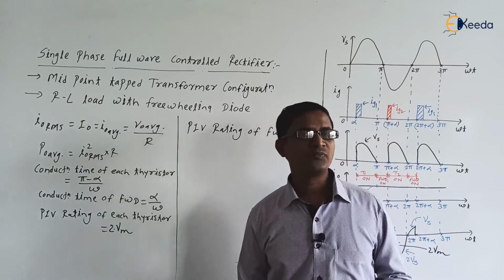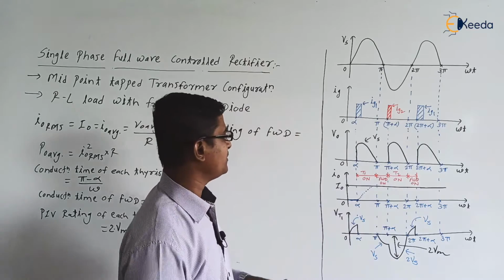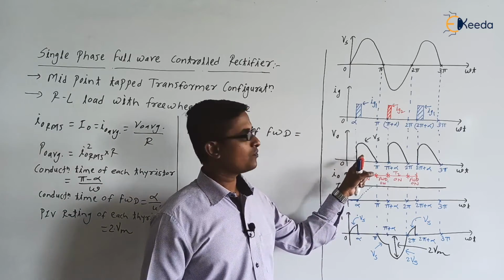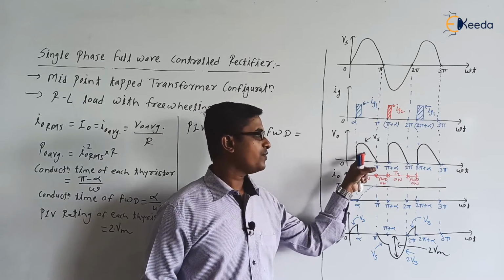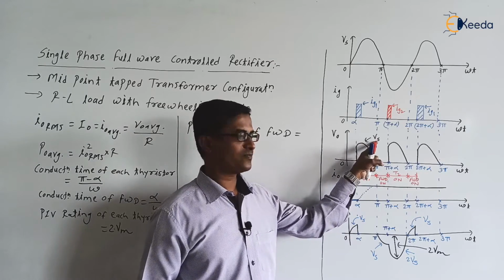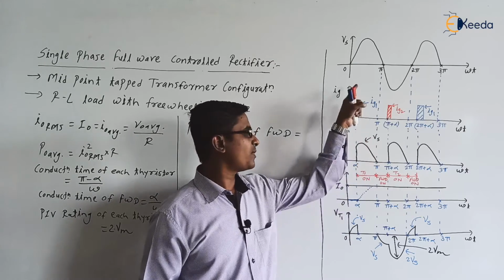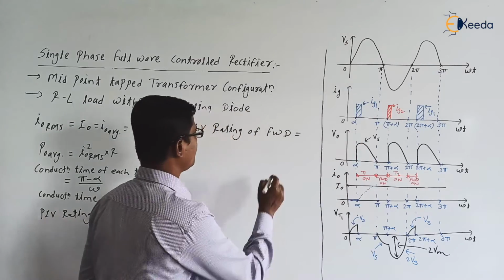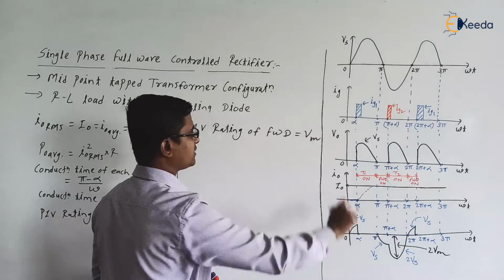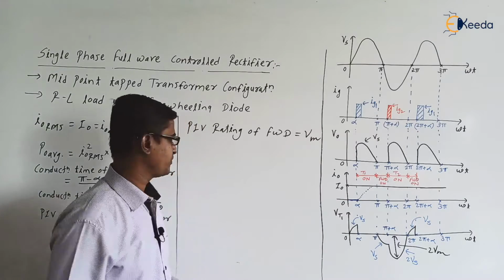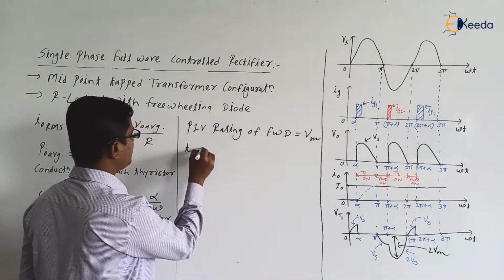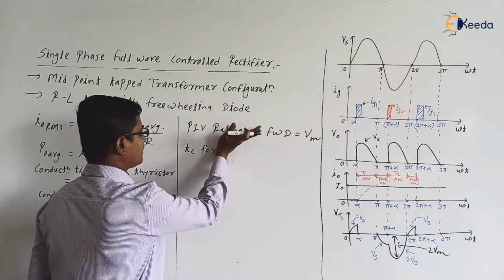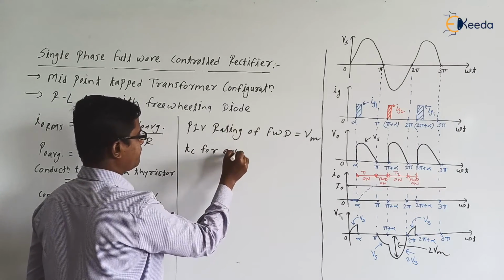So this voltage will be appearing as a reverse voltage for the freewheeling diode. What is the peak value of this? It is Vmax, because it is Vs, the same as the supply voltage. So what is the peak value? Peak value of the supply voltage is Vmax, so it is equal to Vmax. Are you getting the point? Vmax.